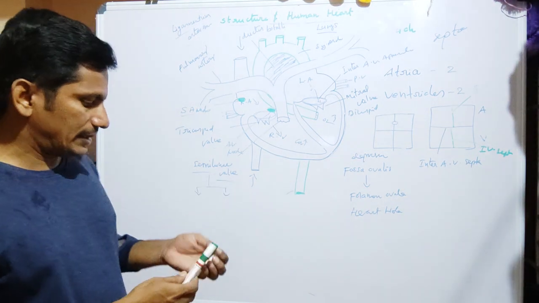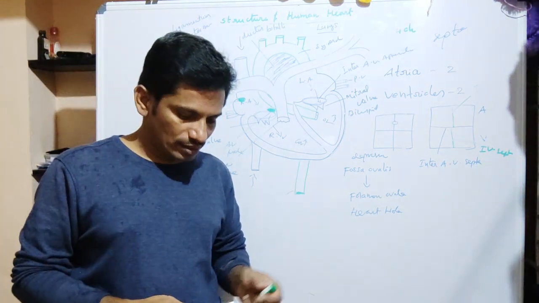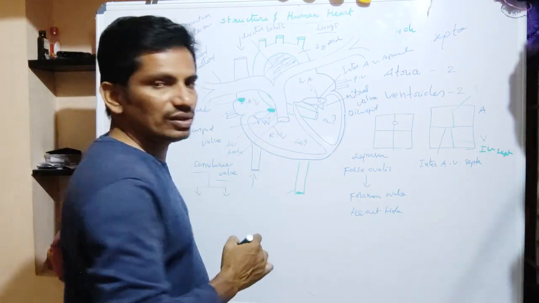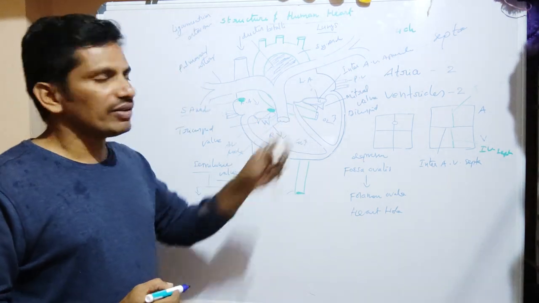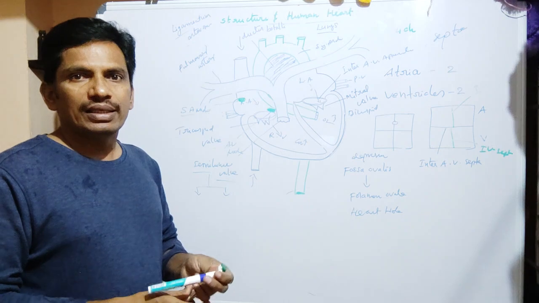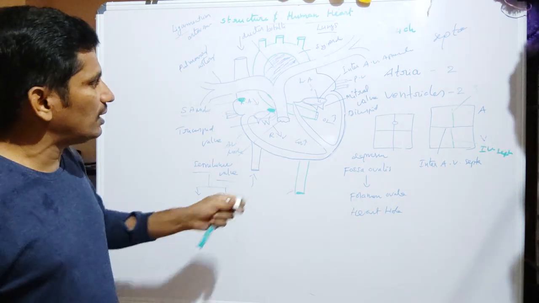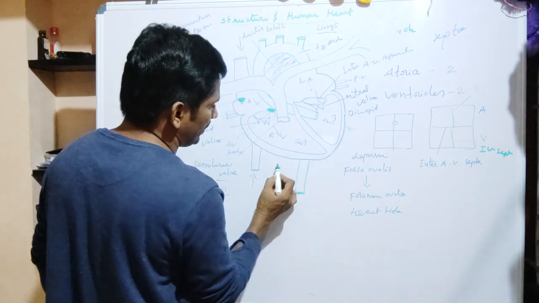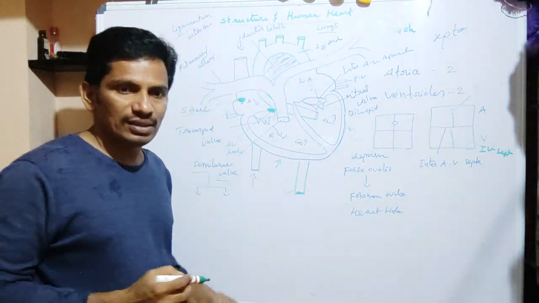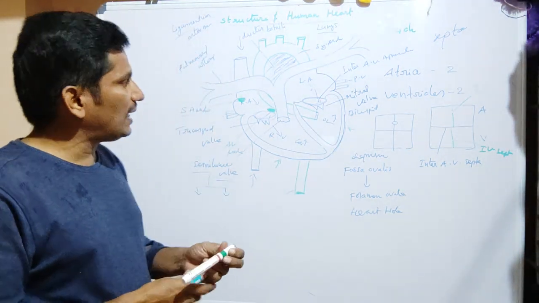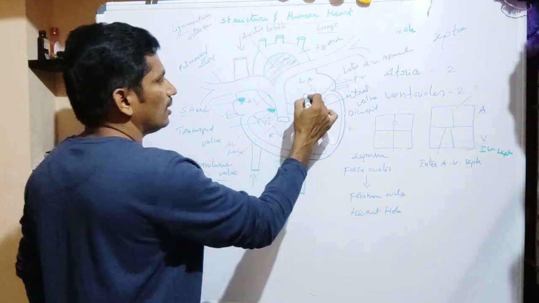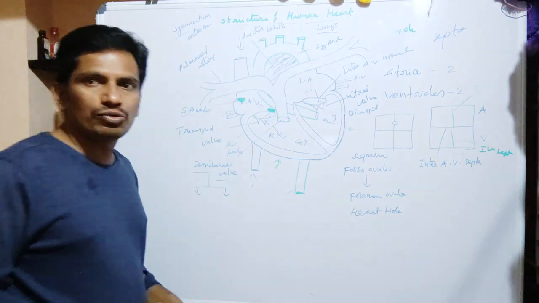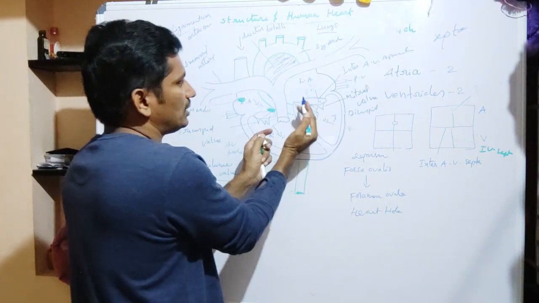Here is the internal structure of the heart. See here, these are the two valves which we call the AV valves, as we said previously. During systole of the ventricles, these AV valves have a chance to bulge into the upper two chambers. Am I right? They may bulge into the upper two chambers.